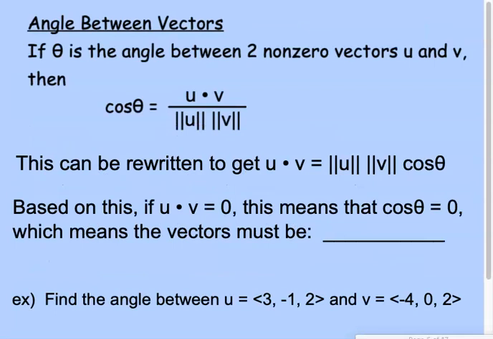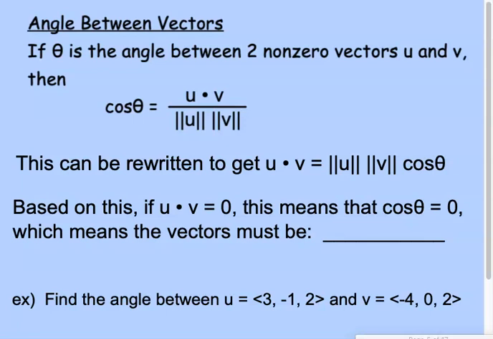Angle between two vectors. First application of dot products. They get used to find the angle between two vectors. If theta is the angle between two non-zero vectors, U and V, then the cosine of theta is U dot V over the product of their magnitudes. We're going to use this all semester. So this is a big deal. Cosine of the angle between two vectors is their dot product over the product of their magnitudes.